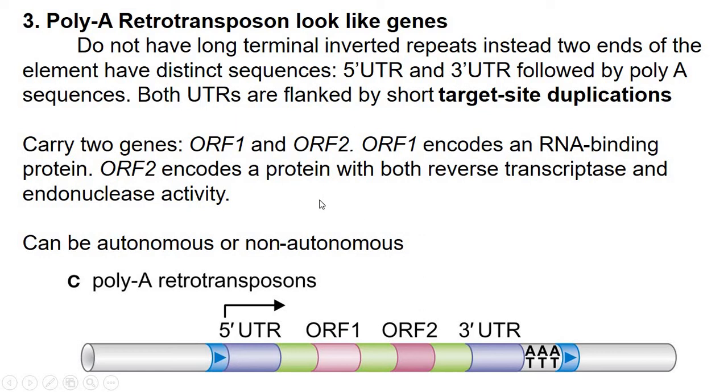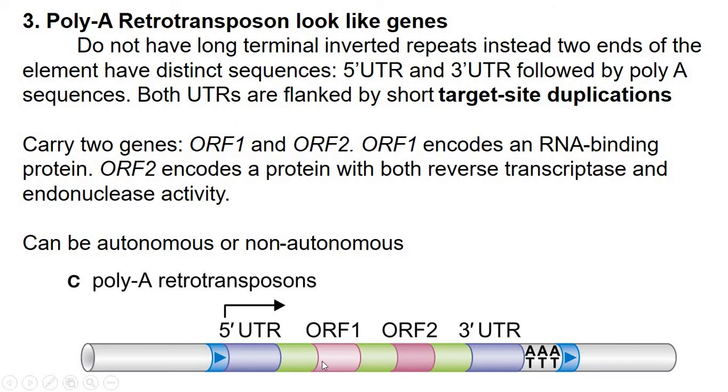These poly-A retrotransposons carry two genes, open reading frame 1 and open reading frame 2. ORF1 encodes an RNA binding protein, and ORF2 encodes the protein that is required for reverse transcriptase and endonuclease activity. Again, these can also be autonomous or non-autonomous.